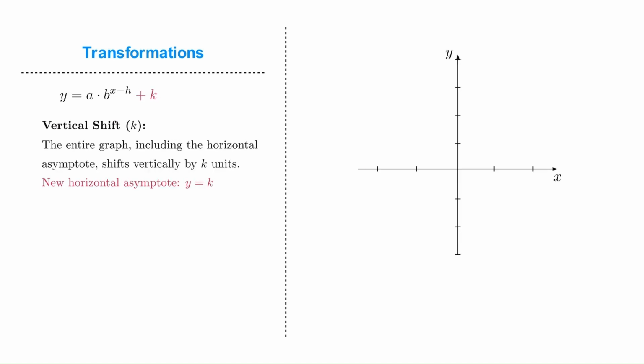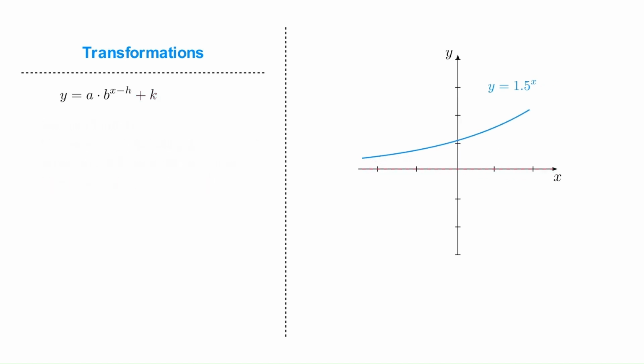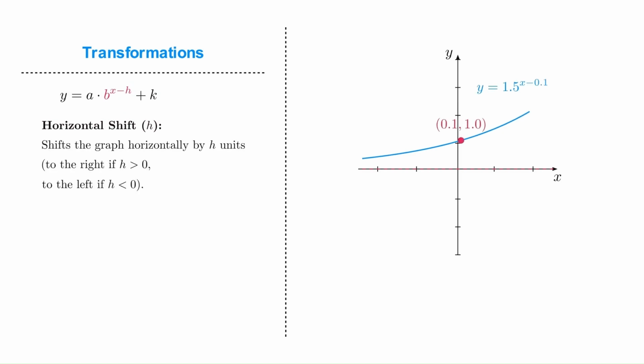Finally, let's look at the transformations of exponential functions in the form y equals a times b to the power of x minus h, plus k. The constant k represents a vertical shift. Adjusting k shifts the entire graph including its horizontal asymptote up or down by k units, establishing a new horizontal asymptote at y equals k. The constant h represents a horizontal shift, moving the graph horizontally to the right if h is positive, or to the left if h is negative.